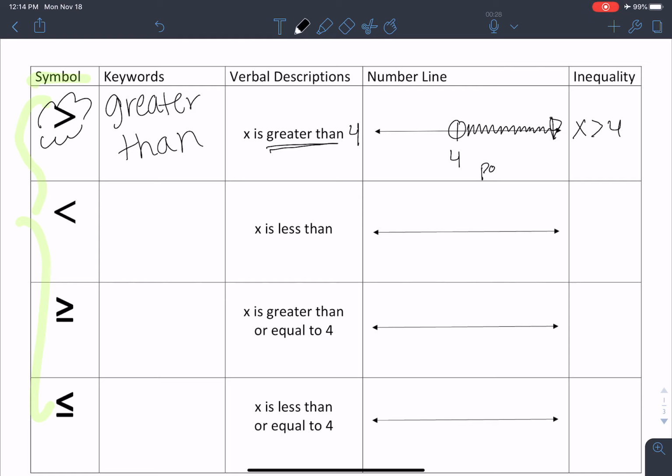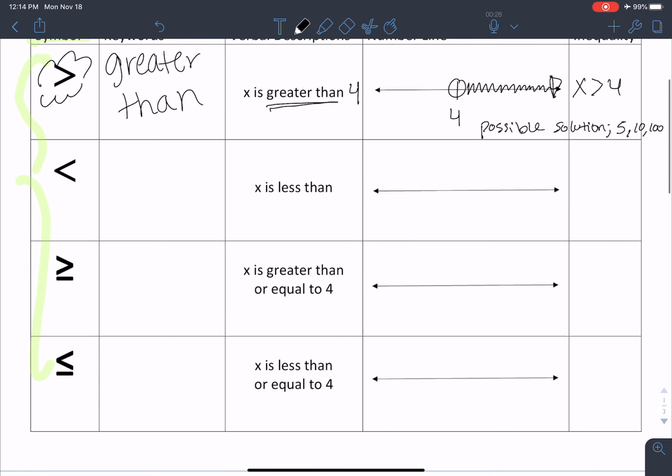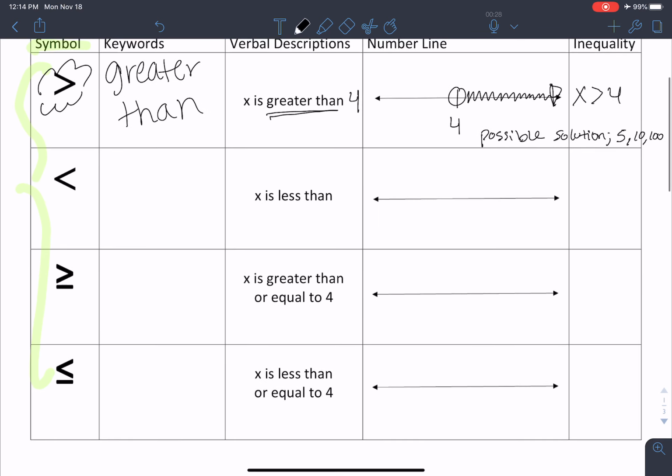So a possible solution could be the number 5, 10, 100. Any number that is bigger than 4 would be a possible solution, okay? But it cannot be 4 because our inequality does not say equal to 4. Okay, and we're going to find the possible solutions for the other ones so you guys can see what that looks like. Our next symbol is the less than symbol.